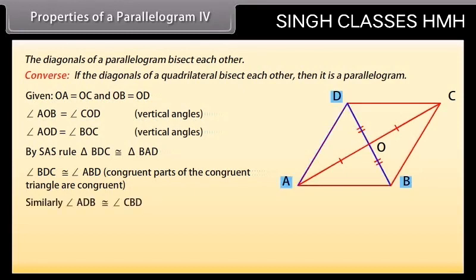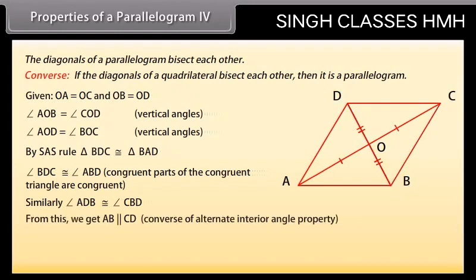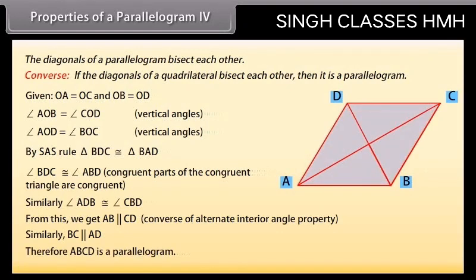Similarly, angle ADB is congruent to angle CBD. From this we get AB is parallel to CD. Similarly, BC is parallel to AD, using converse of alternate interior angle property. Therefore, ABCD is a parallelogram.